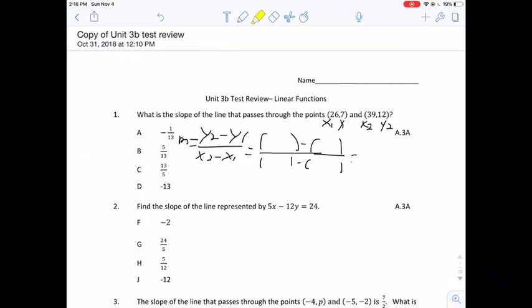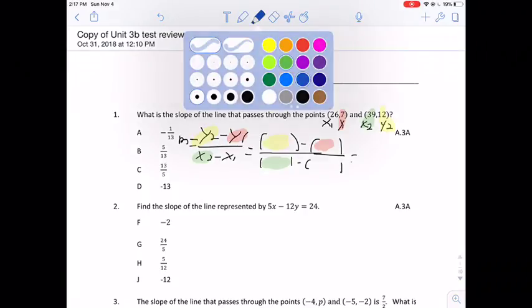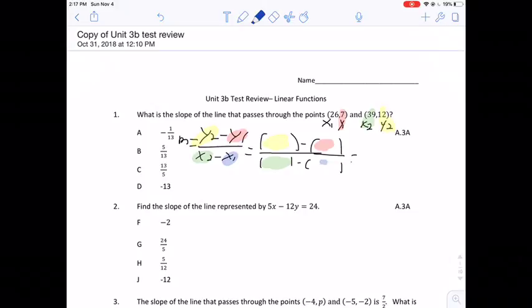Okay, so let's begin. I'm going to start with y2. Y2 is right here. It's the first parenthesis on top, and y2 happens to be the 12. Then I'm going to write my y1, second parenthesis, and it's going to be the 7. Followed by the x2, which is going to be on the bottom first parenthesis. Bottom first parenthesis, x2 is 39. And then my x1, which is going to be bottom second parenthesis, and it's going to be 26.